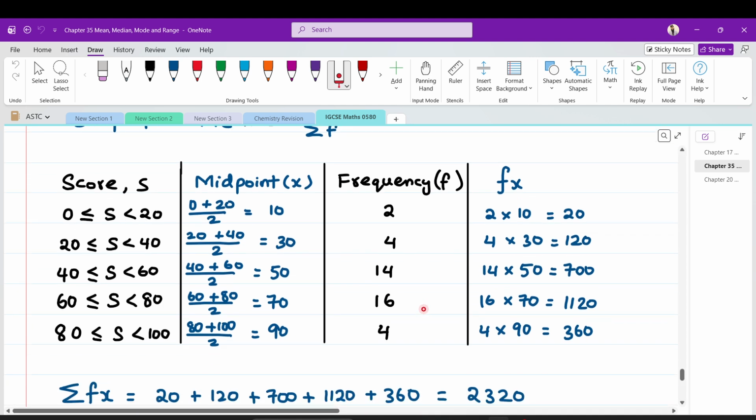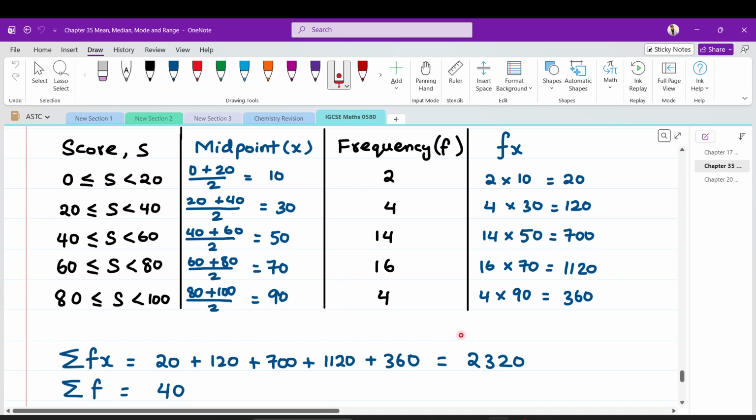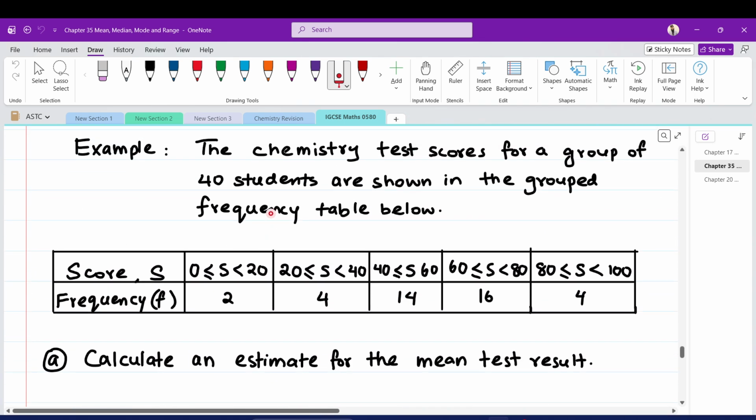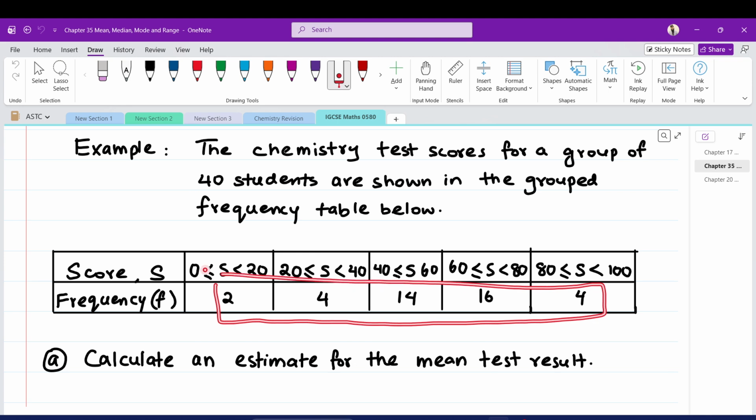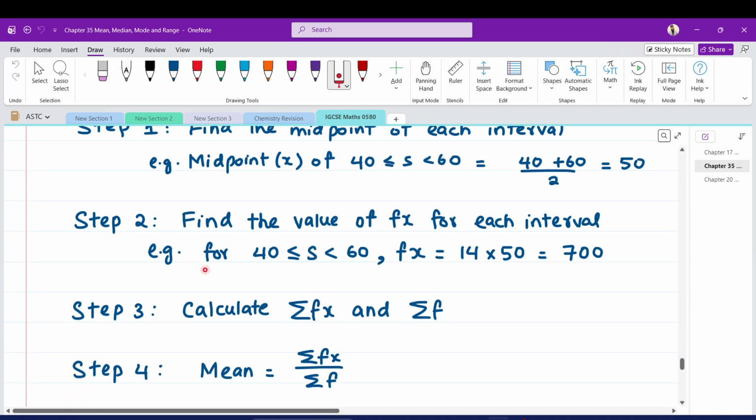After that, work out the sum of fx, add all of these values, that would give us 2320. Then sigma f. Now sigma f is usually already given to you in the question. How many students attempted the test? There were 40 students. In case they don't give you, then you just add the frequency values. But only rarely does it happen that they don't give you. Otherwise they usually tell you how many students there were. So you know that that is the sum of frequency.